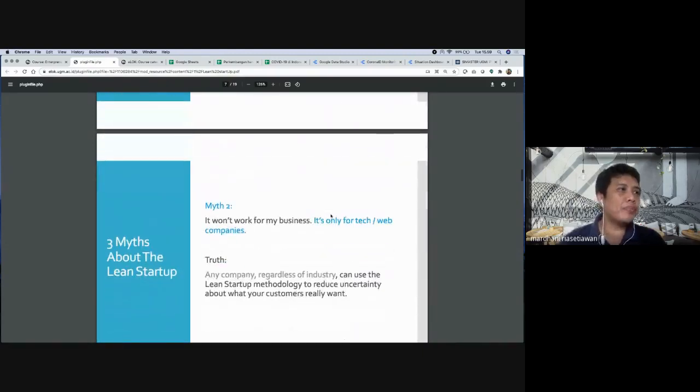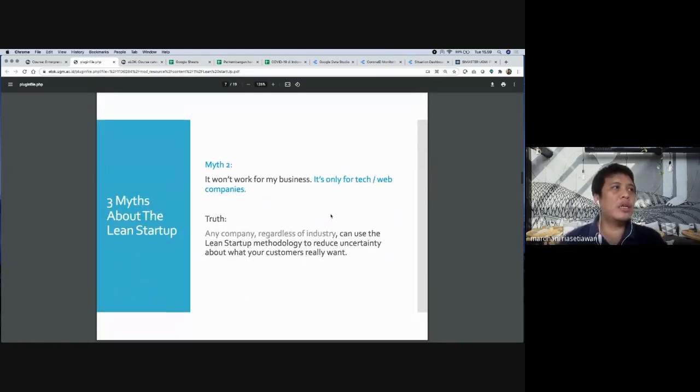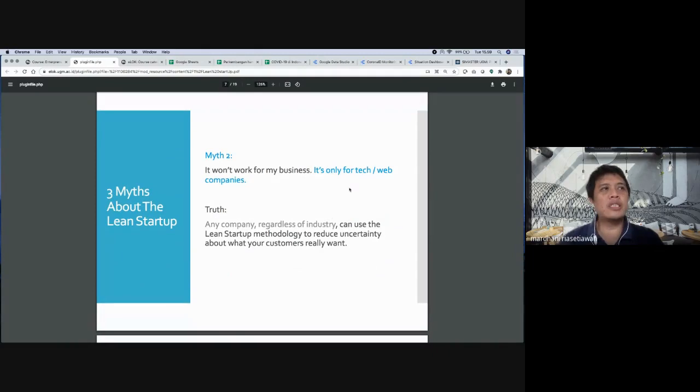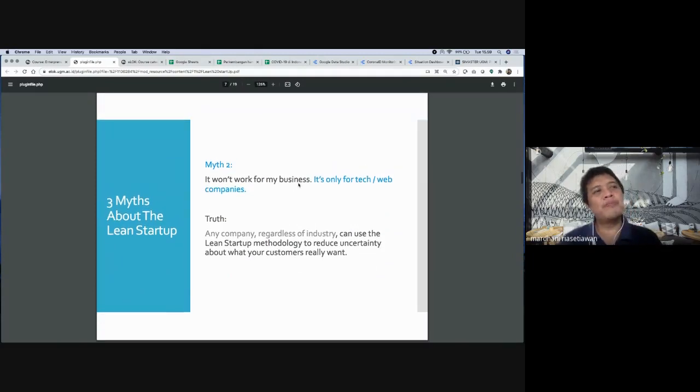So the second myth is: it won't work for my business, it's only for tech and web companies. So it's also one of the myths in the lean startup. If you learn from articles on the internet, lean startup is always about tech or web companies, but actually it's not, because any company and any industry can use this lean startup methodology to reduce uncertainty about what your customer really wants.